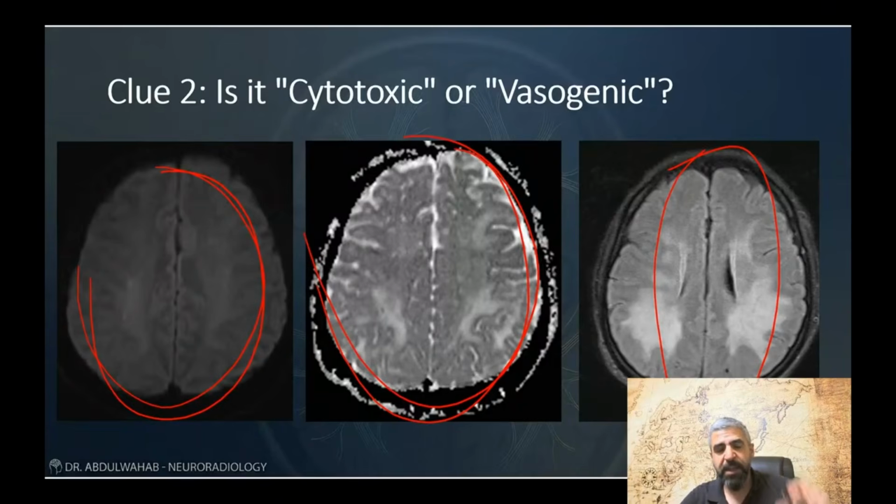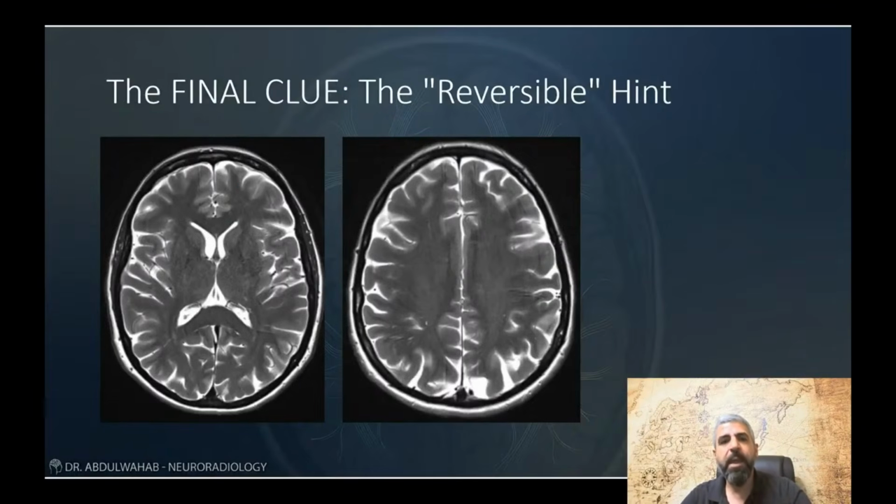So is this cytotoxic or vasogenic? Look at the ADC. It's bright or white. So this is vasogenic edema, not a stroke. This fluid is leaking out of the vessels. The cells are not dying. This means it might be reversible. Now, the final clue, the reversible hint. One week later, her blood pressure was controlled, the brain returned to normal.